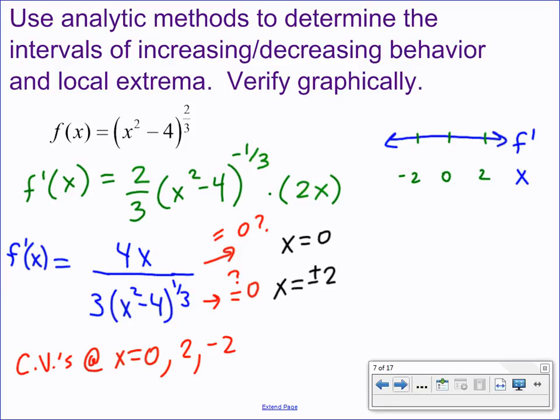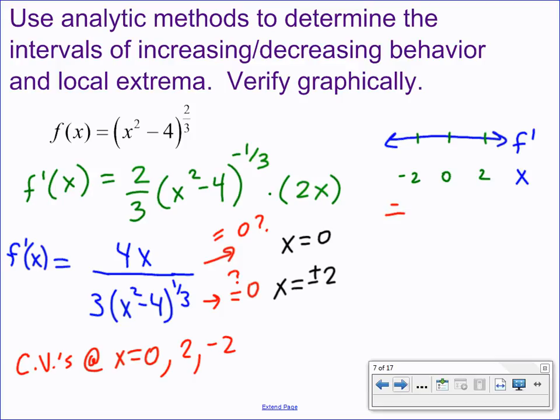Now I'll choose a convenient x value on each subinterval. Let's choose something that's going to give us a nice number. Can we do that? Are there any nice numbers here? Well, we just need the sign. So if I choose negative 3, the numerator is positive. The denominator is negative.